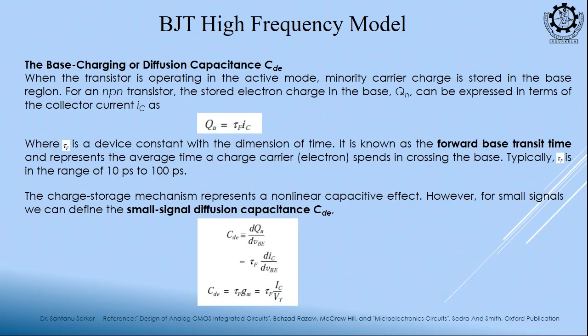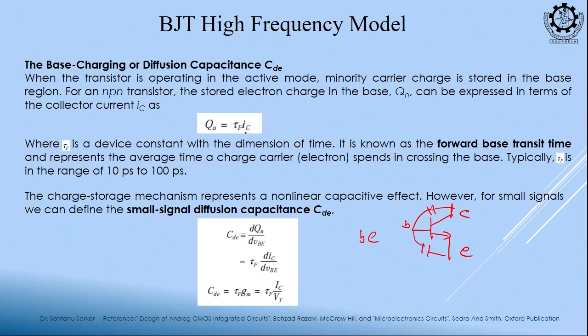Now, we are defining some base emitter capacitance and collector base capacitance. So, one is the base emitter capacitance. Similarly, we also have the base, collector and emitter. So, as we define CGS and CGD, similarly, we have to define the capacitance at the base and emitter junction, and the capacitance at the base and collector junction.